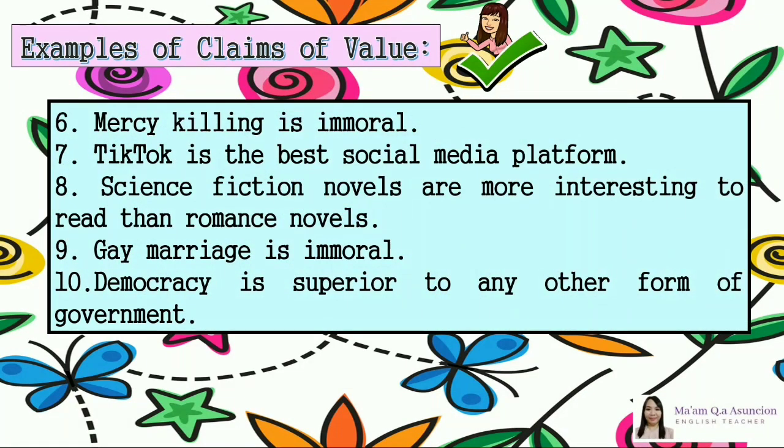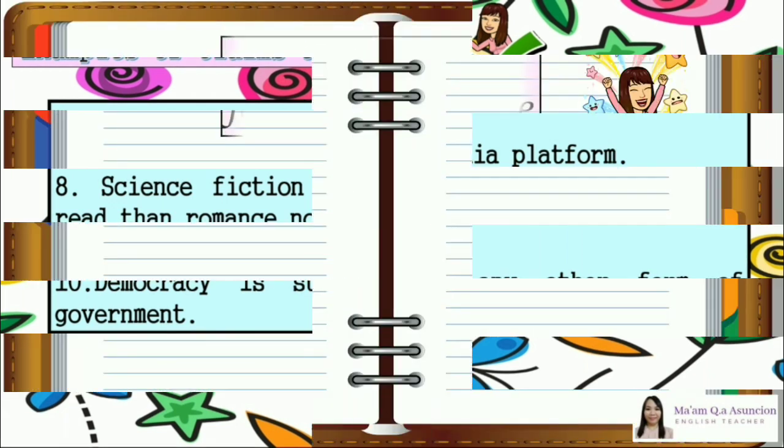Number 6. Mercy killing is immoral. Number 7. TikTok is the best social media platform. Number 8. Science fiction novels are more interesting to read than romance novels. Number 9. Gay marriage is immoral. And number 10. Democracy is superior to any other form of government.